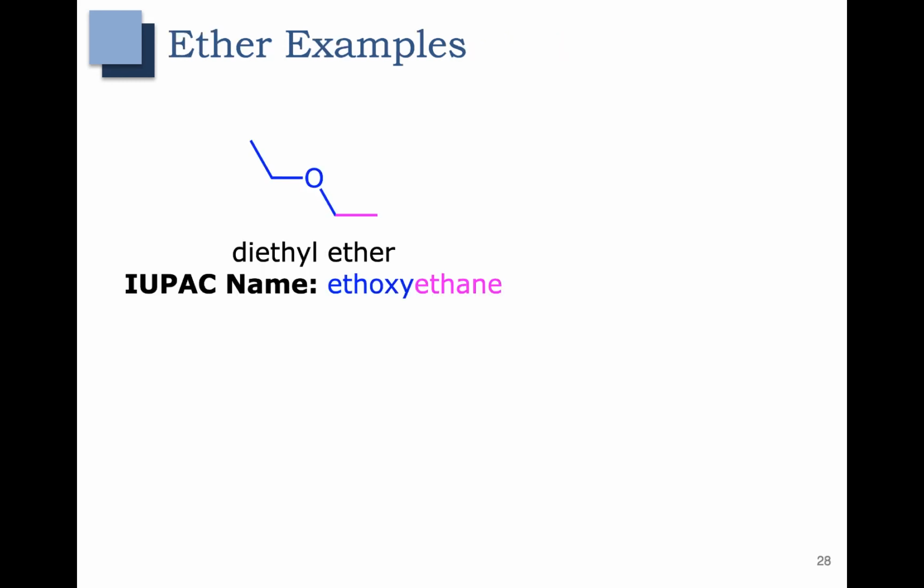Here are some more examples of ethers. In this case, the parent chain is 2 carbons here or here. And either way you'll get the same name. So we just pick one. We've decided to make this our parent chain, and it is an ethane because it is 2 carbons. And we have another 2 carbons over here, so that makes our substituent an ethoxy group.